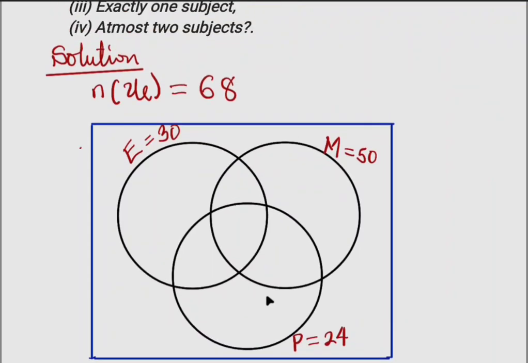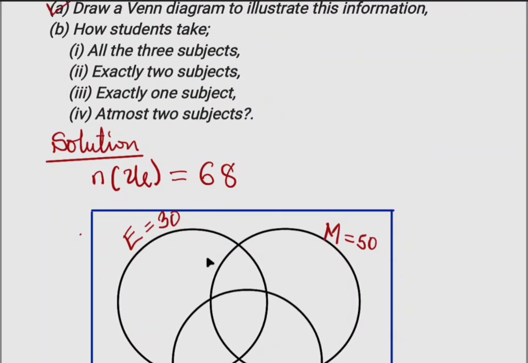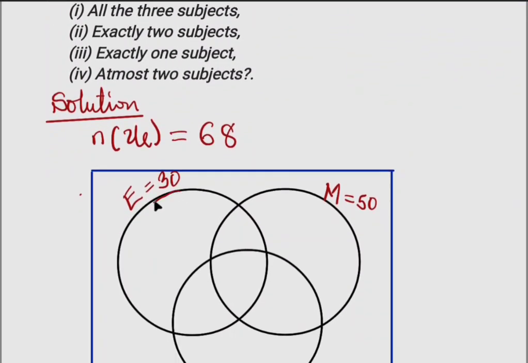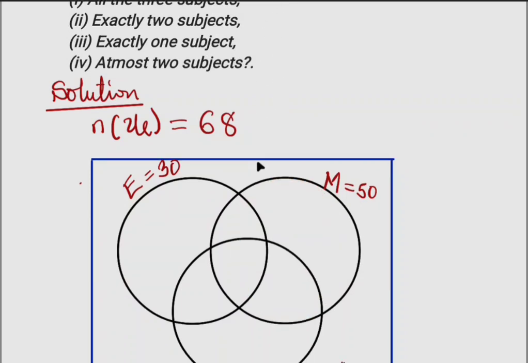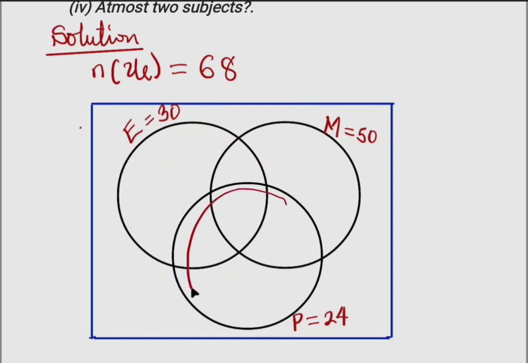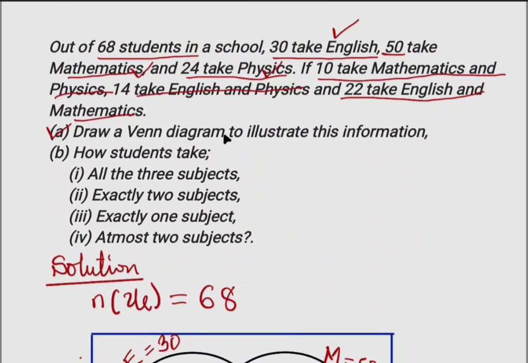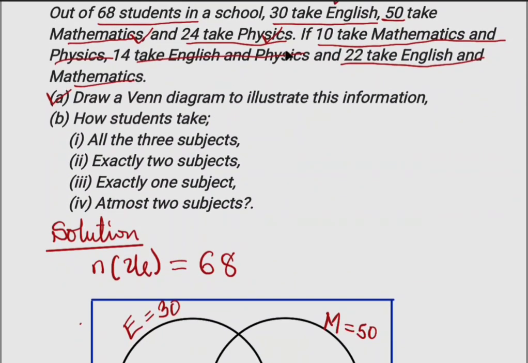So this is what we have, and please don't forget that this circle represents English, likewise this circle M represents mathematics, and this circle here represents physics. So let's dive into the question. We are now told that 30 take English, 50 take mathematics, and 24 take physics.